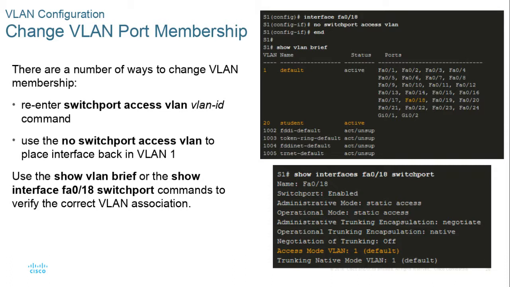So I can re-enter the switchport access command. I can change it back to VLAN number 1. I can type no switchport access vlan, and it goes back to VLAN 1. Or if maybe I needed it to be in VLAN 20 instead of VLAN 10, I can just say switchport access vlan 20, and that will change it.